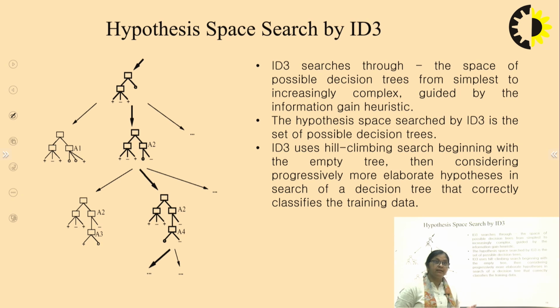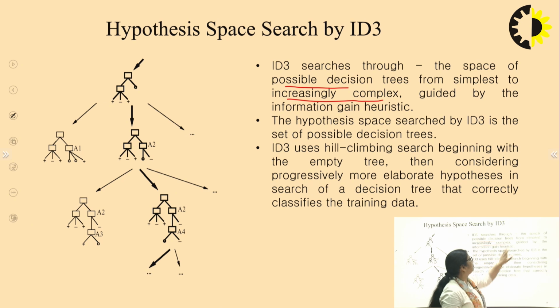Now we said that ID3 decides the tree according to the best classifying attribute. So what type of search is it doing? In short, we can say that ID3 searches through the space of possible decision trees from simplest to increasingly complex, guided by the information gain heuristic. So we are applying the search in the hypothesis space and finding the decision tree guided by the information gain heuristic.